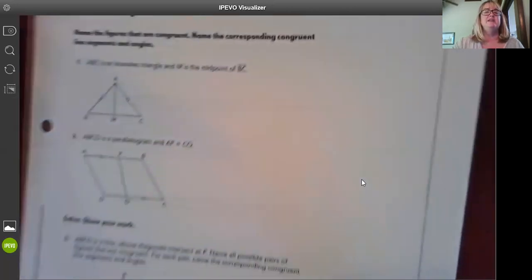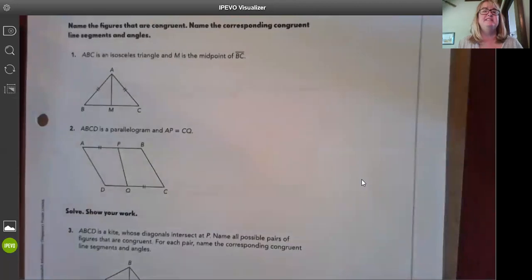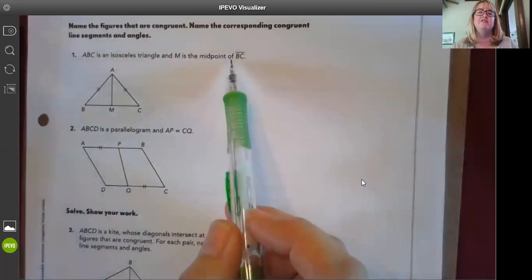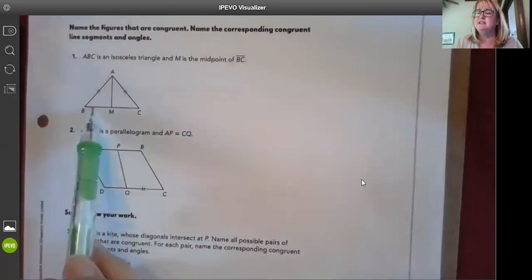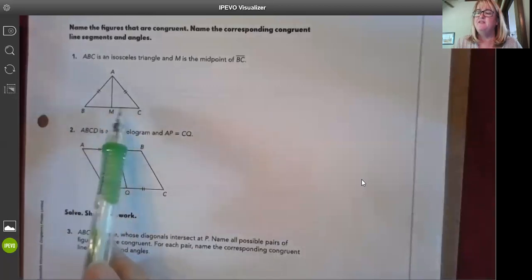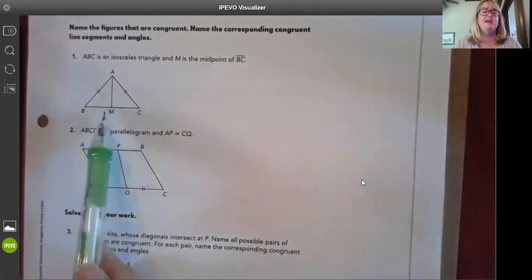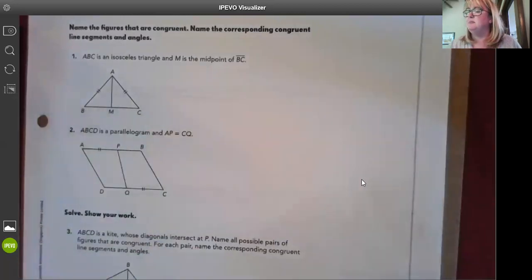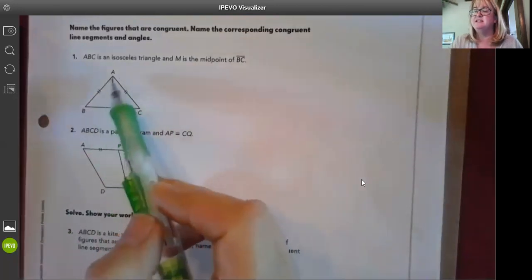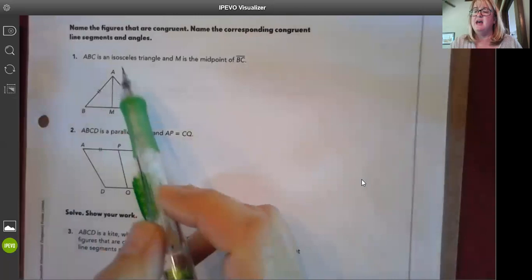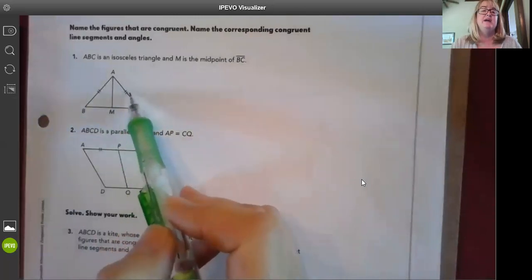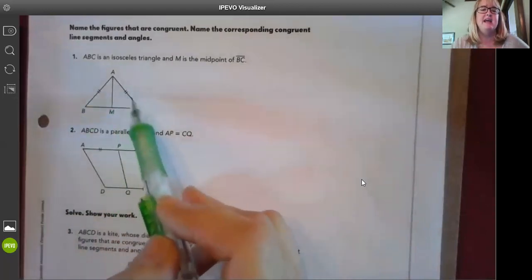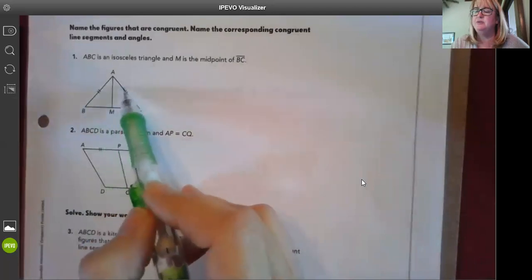Okay, so this says that triangle ABC is an isosceles triangle, and M is the midpoint of BC. So this is BC, a line segment. If M is the midpoint, that means that BM is the same length as CM. It cuts it in half if it's the midpoint. We also know that this is isosceles, and an isosceles triangle has two sides that are the same length. We can tell that AB and AC are the same length because of these two hash marks.